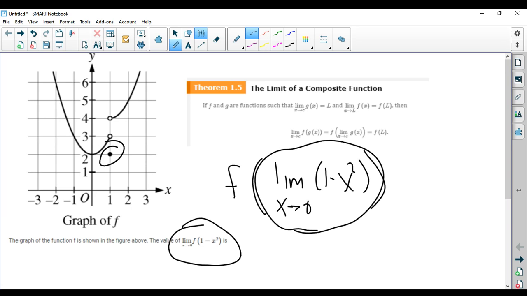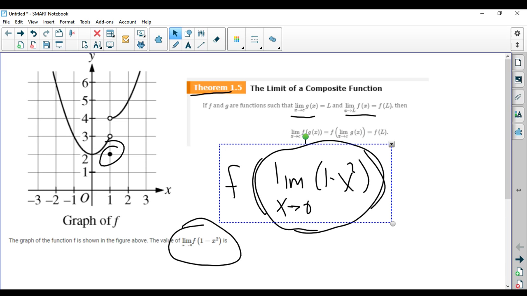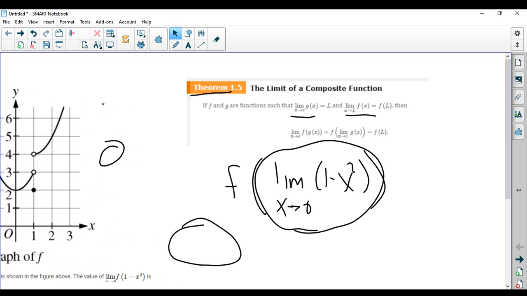But here's the problem. This theorem only works if these two functions are continuous, and it doesn't even really mention that in this theorem, and that's one of the major issues. But both functions must be continuous, and you can see that this function f is not continuous at 1. So this theorem kind of goes out the window.